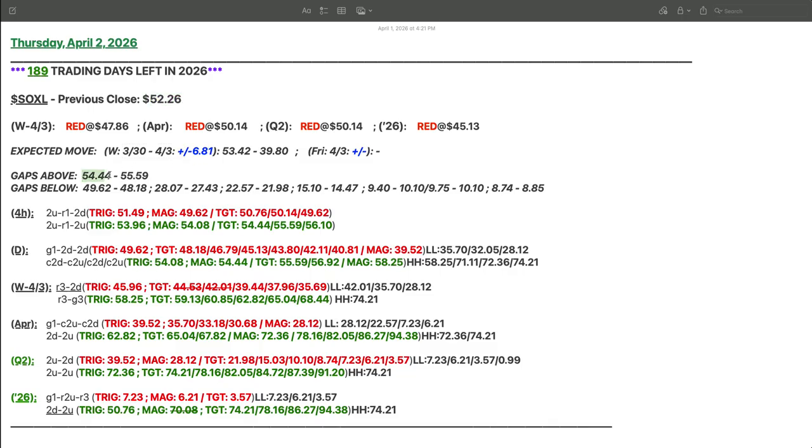We know we've got the gap just above at 54.44, but we also know that we just created a gap last night from 49 to 48, not to mention all the gaps that we left from the run up from the April 7th low, right? So just keep those gaps in mind.